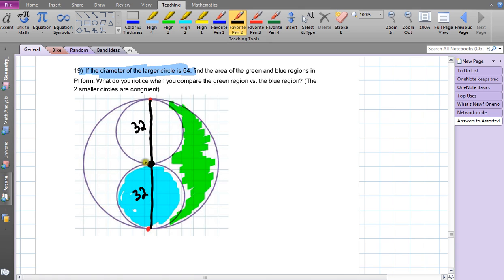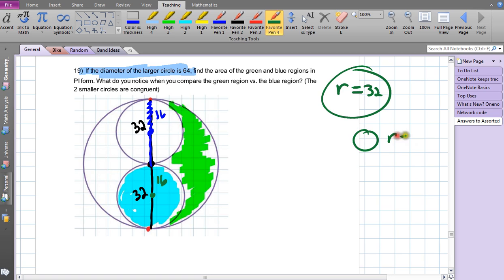Well, why would I make mention of that? It's because if we just know this part is 32, then we would know that the radius is 16 to each of these smaller circles. So what did I just realize? The radius of the bigger circle turns out to be 32, and the radius of the smaller circle turns out to be 16. So why do we need these radii in here? Because we want to find this shaded region.